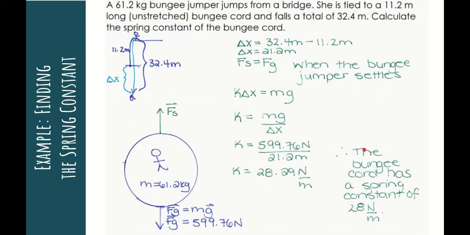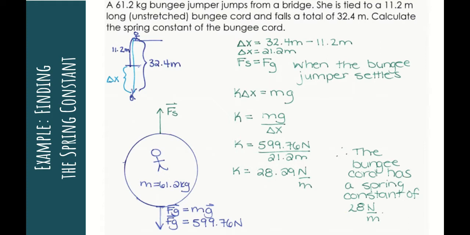The very last example here is going to be finding the spring constant, okay? On this one, we have a 61.2 kilogram bungee jumper jumping from a bridge. She's tied to an 11.2 meter long bungee cord that's unstretched, right? That'll matter here when we're figuring out how much it's stretched, and she falls a total of 32.4 meters. Calculate the spring constant of the bungee cord.